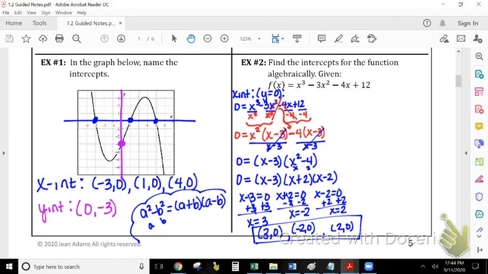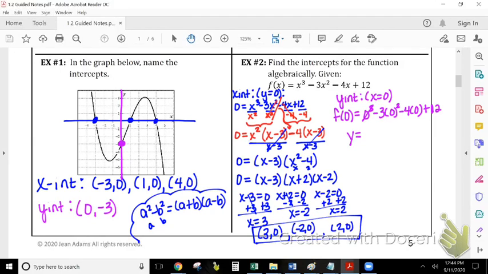All right. Then for the y-intercept, that's the easy one. For the y-intercept, we're going to plug in x is 0. So we get f of x equals, or we could say f of 0 equals, actually, we got 0 cubed minus 3 times 0 squared minus 4 times 0 plus 12. All right, well remember, f of x, f of 0, all that's notation, that's just y equals, okay?